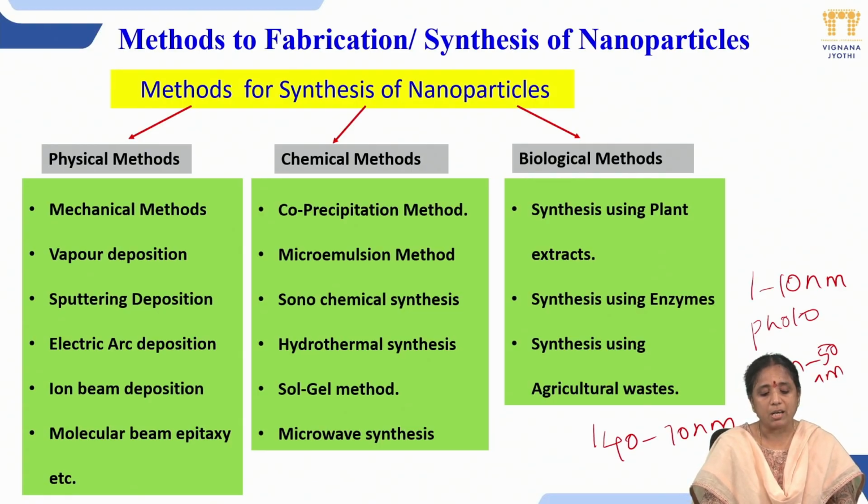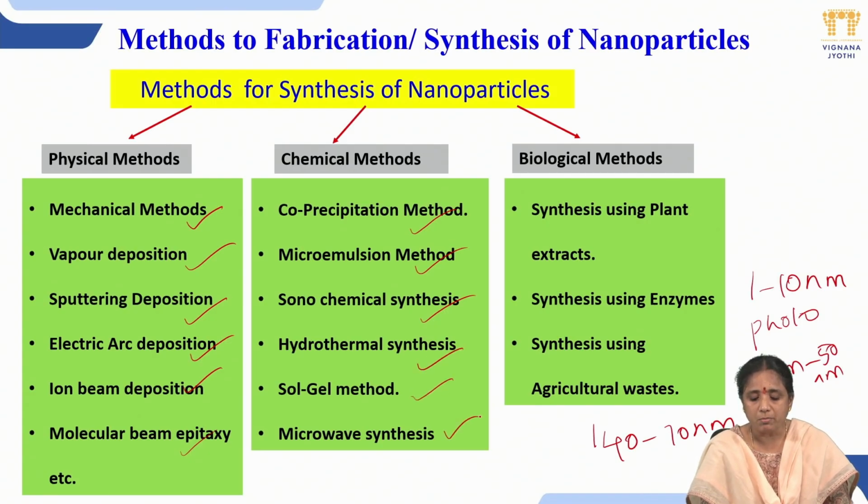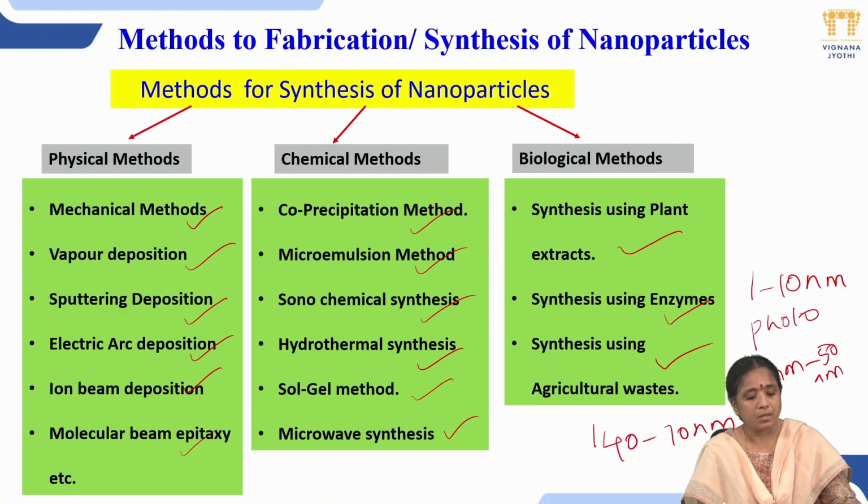Majorly under physical methods, we have mechanical methods, vapor deposition, sputtering deposition, electric arc deposition, ion beam deposition, and molecular beam epitaxy. Under chemical methods, we have the co-precipitation method, microemulsion method, sonochemical synthesis, hydrothermal synthesis, sol-gel method, and microwave synthesis. Under biological methods, we can work at normal room temperature using plant extracts, different kinds of enzymes, different types of virus or bacteria, and we can also synthesize nanoparticles from agricultural waste.